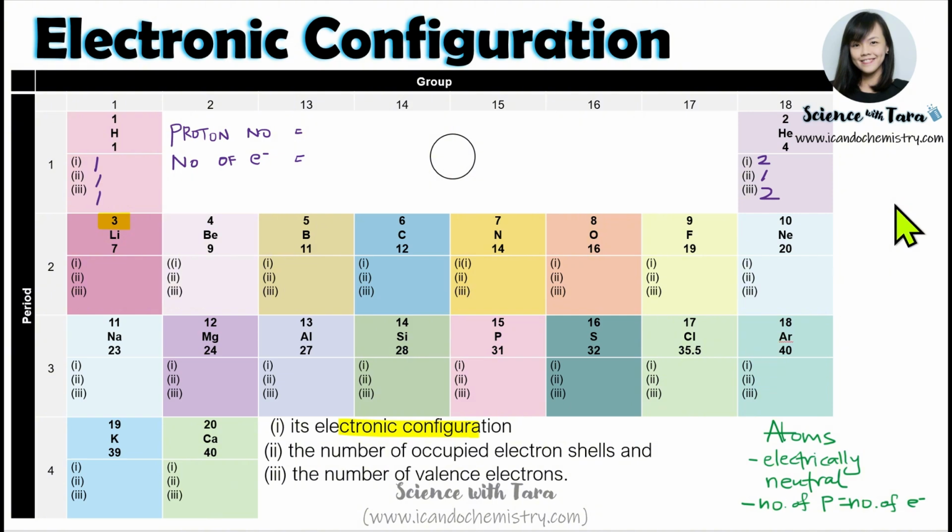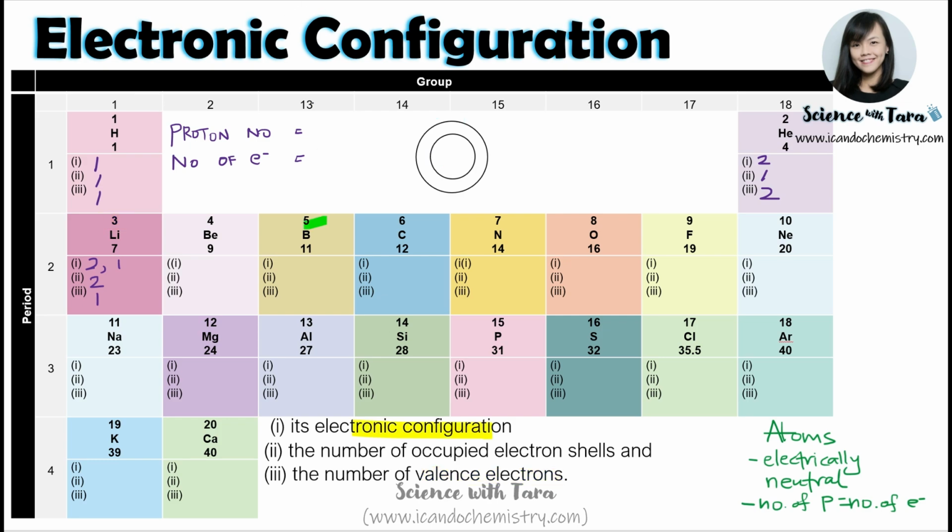Now let's move on to lithium. Proton number is 3. Hence, lithium atom has 3 electrons. The first shell can only take 2 electrons. Hence, the remaining last electron will go to the second electron shell. The electronic configuration will be 2, 1. Number of occupied shells is 2. How many valence electrons in the outermost shell? It's 1. Hope it's getting clearer now.